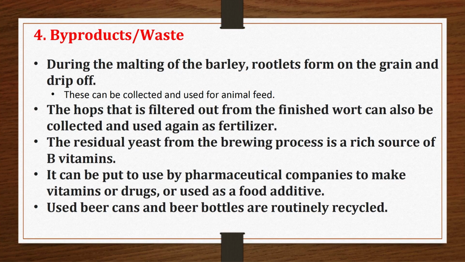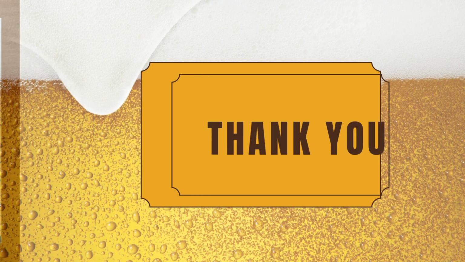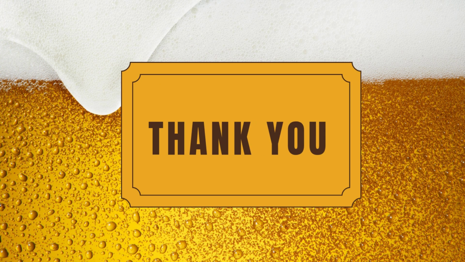Finally, let's talk about sustainability with 4. Byproducts and waste. The brewing process is quite efficient at reusing its leftovers. During malting, the rootlets that form on the grain can be collected and used for animal feed. The hops filtered out from the finished wort can be collected and used again as a fertilizer. The residual yeast from brewing is a rich source of B vitamins. It can be used by pharmaceutical companies to make vitamins or drugs, or used as a food additive. And of course, used beer cans and beer bottles are routinely recycled.